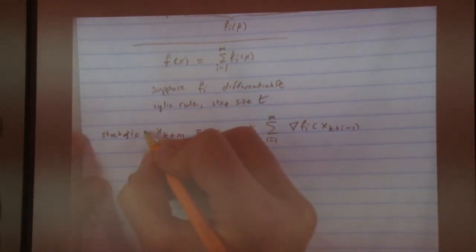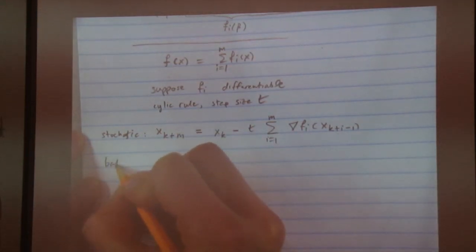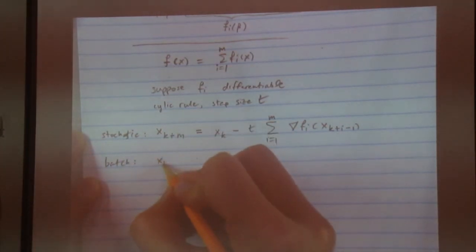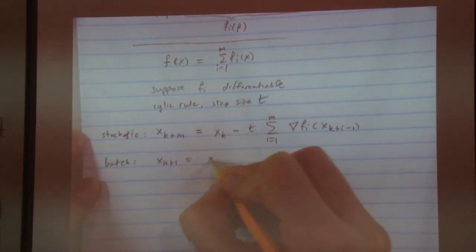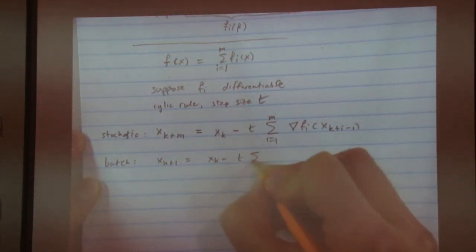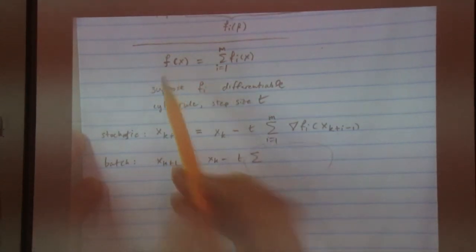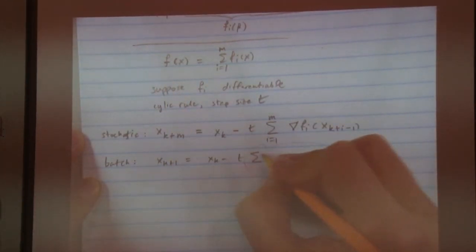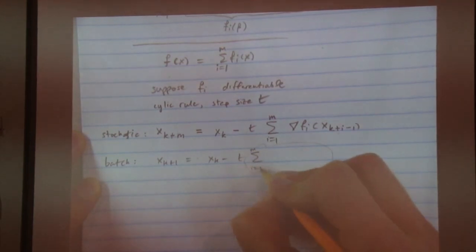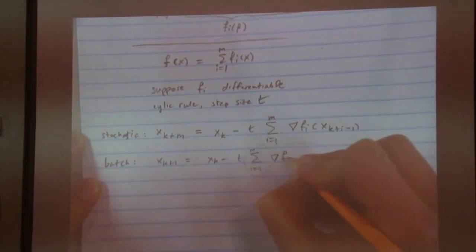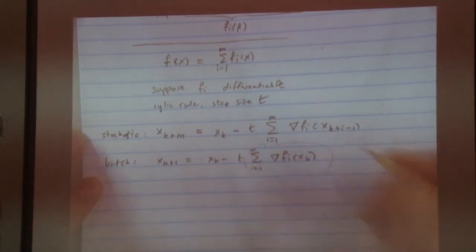How about the batch rule? What does the batch rule look like after 1 step? Well, of course, we know this, right? This is just gradient descent. I have to put here the gradient of f at the point xk. And because f is a sum of functions, it's just the sum of fi's, the gradients of fi's at xk.